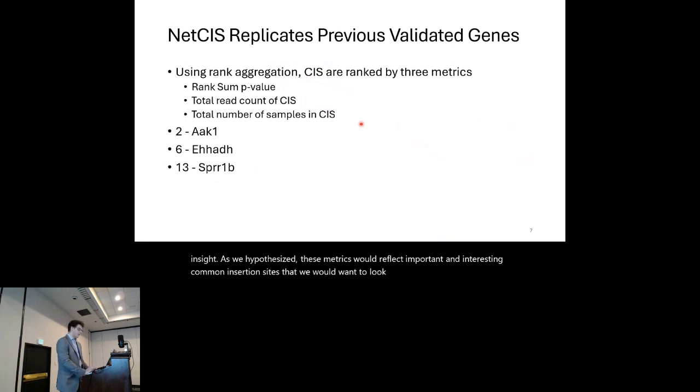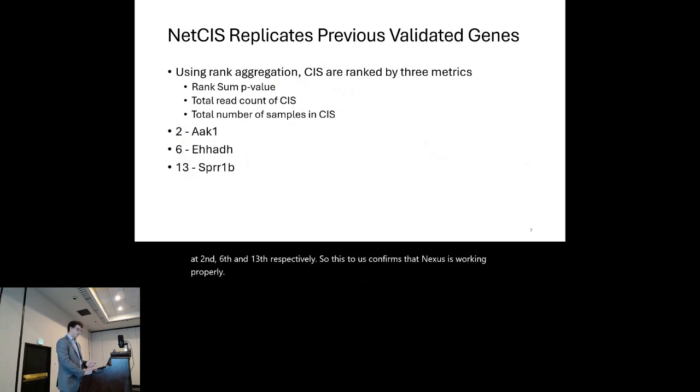And this method did prove fruitful, as the 3 validated genes, AAK1, EHHADH, and SBRR1B, were found to be in the top 15 of our aggregated ranked common insertion sites at 2nd, 6th, and 13th, respectively. So this to us confirms that NetCIS is working properly.